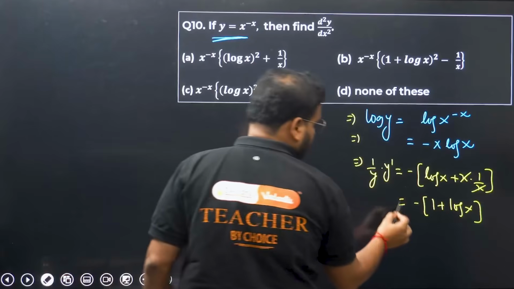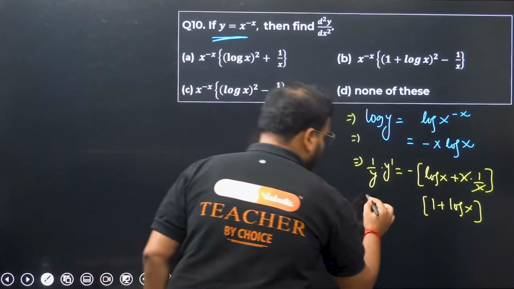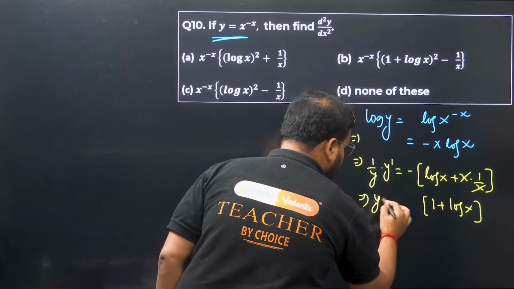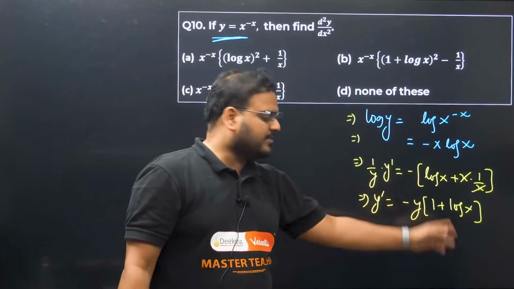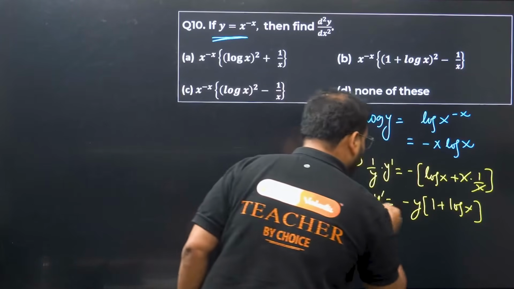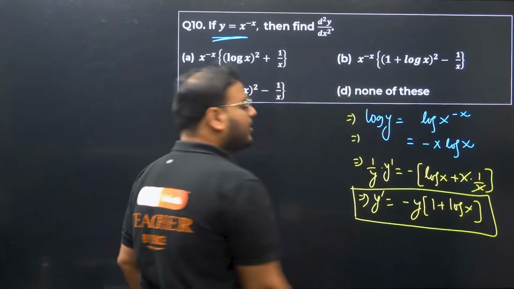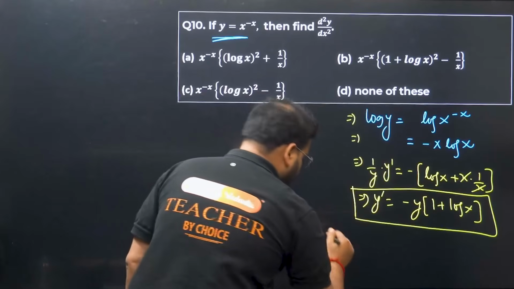So y dash equals minus y times this. I'm moving this y over here, right? So minus y times 1 plus log x is my y dash value. This is the value of my first derivative. I'm looking for the second derivative, so we're going to solve it over here.